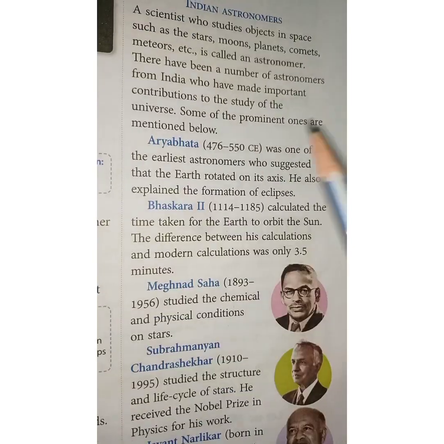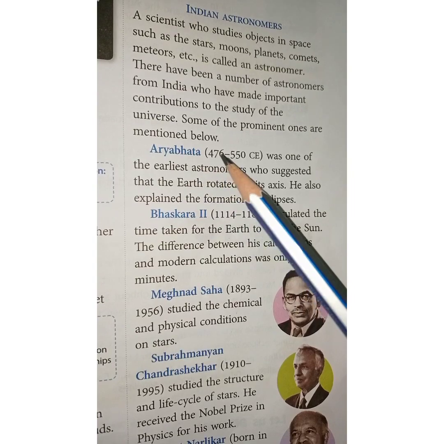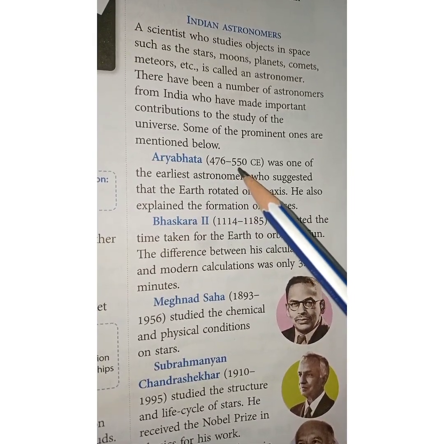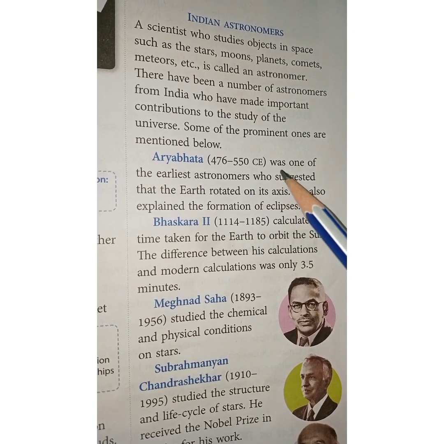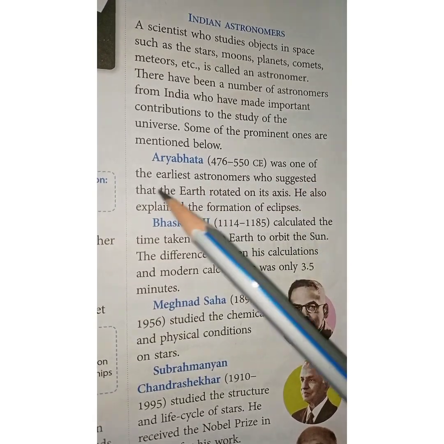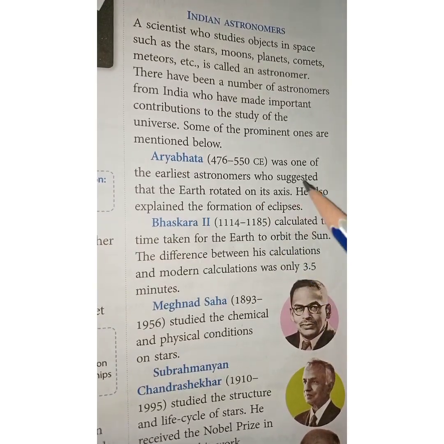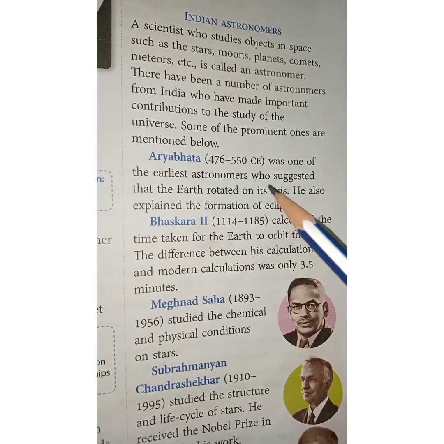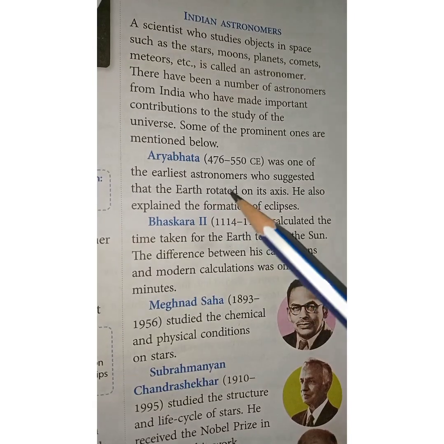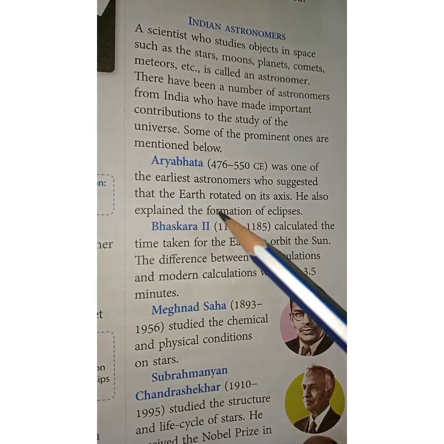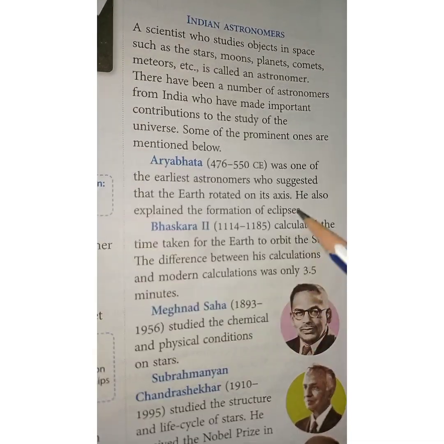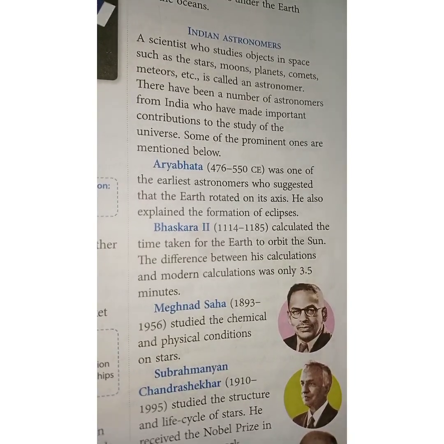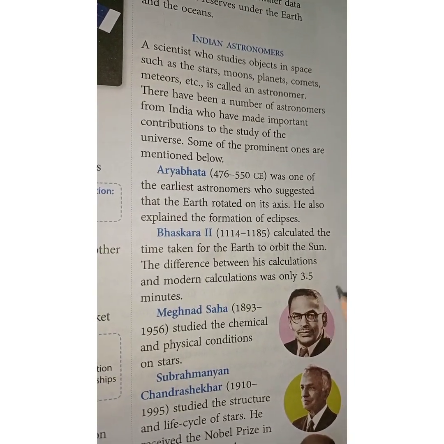So let us learn about Aryabhatta. Aryabhatta, 476 to 550 CE. Aryabhatta was one of the earliest astronomers who suggested that the earth rotates on its axis. He was the first astronomer who suggested that the earth rotates on its own axis. He also explained the formation of eclipses.